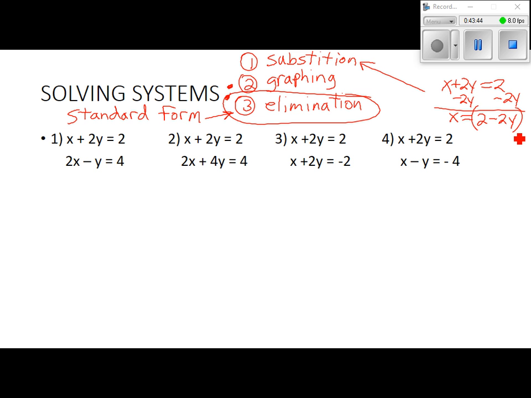Pick a variable, x or y, for this first one. Y. So if we pick y, what do you notice about here and here? What's the coefficient for this y? 2. What's the coefficient for this y? Negative 1. You might want to write that 1 in there if you don't remember that there's a 1 on that coefficient for that y. How are you going to get those two to be opposites of each other? Multiply the bottom one by 2. So put parentheses around this bottom one, and we're going to multiply that whole thing by 2.